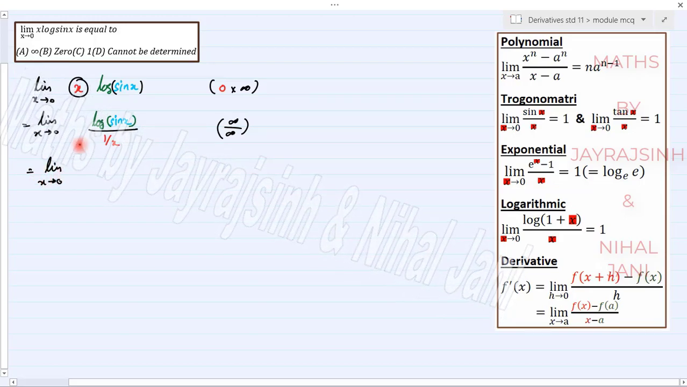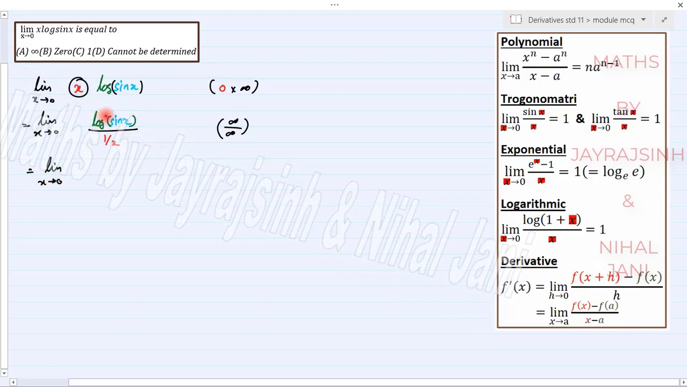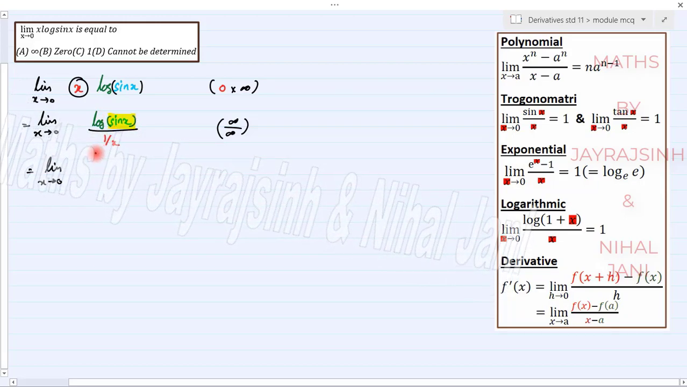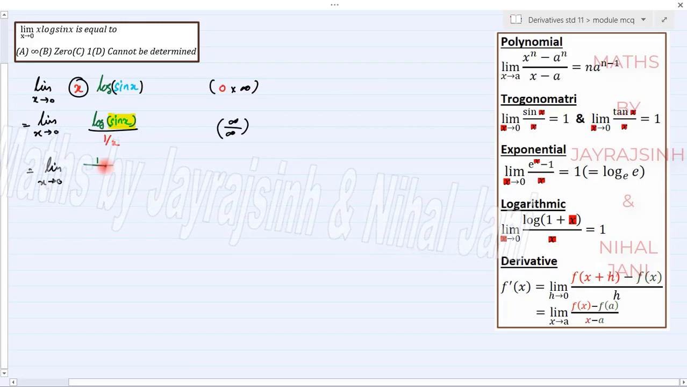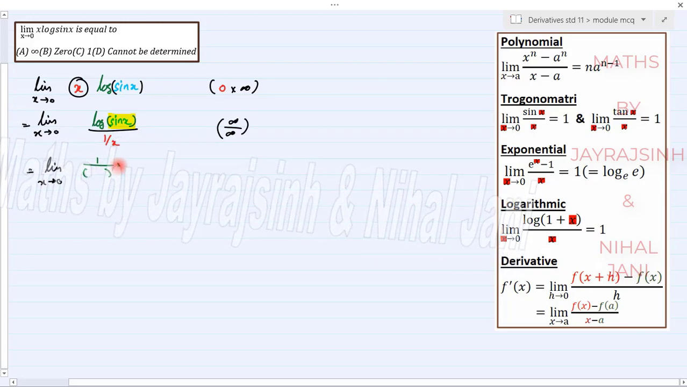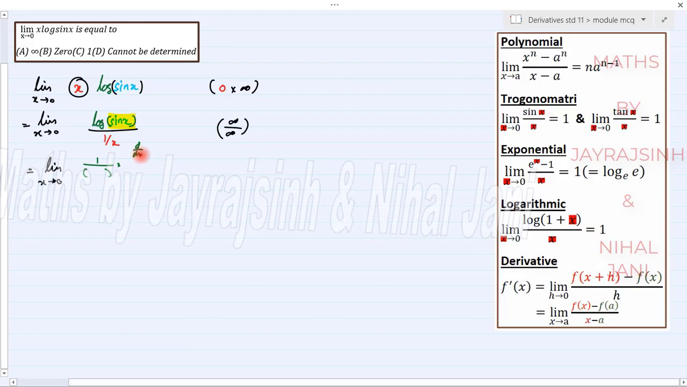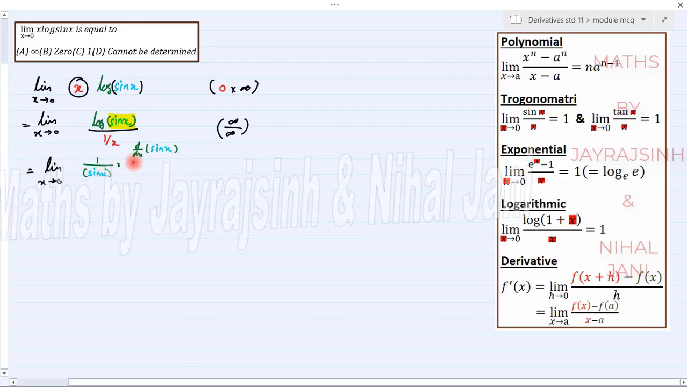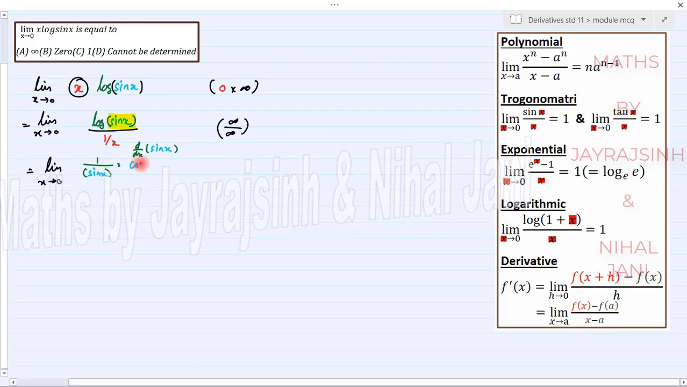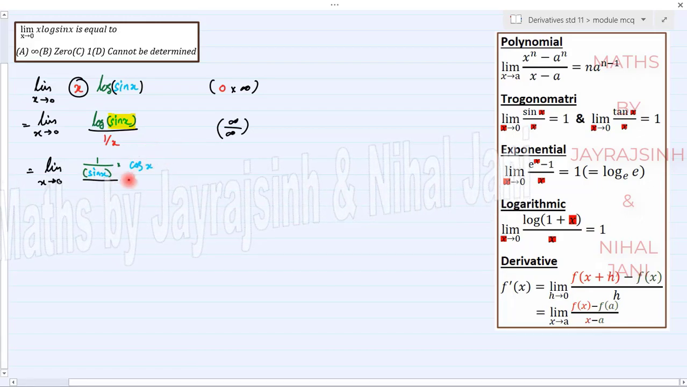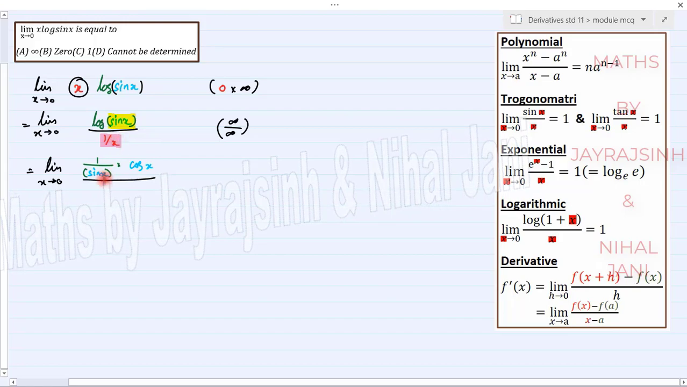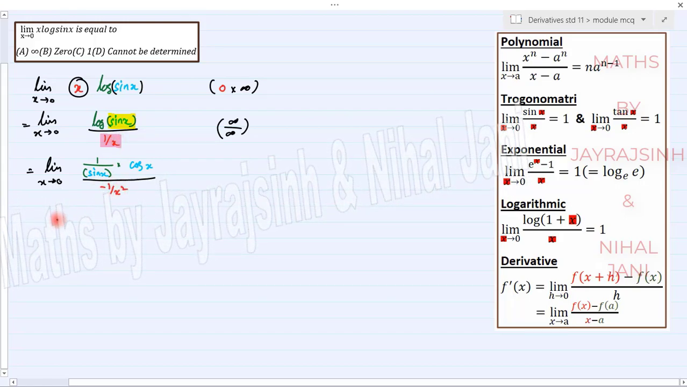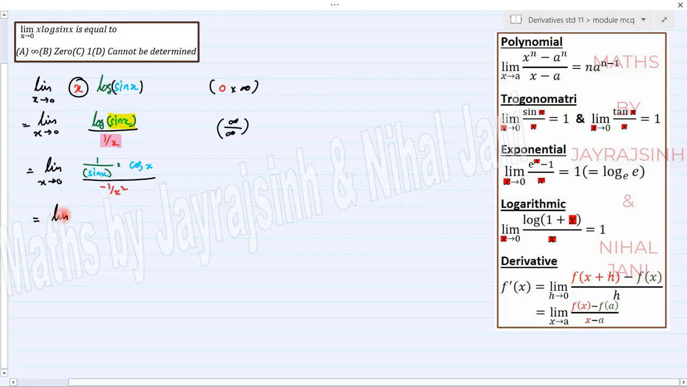So the differentiation of log sin x, we have to consider sin x within the box. So differentiation of log box will be 1 upon box into differentiation of box. Now, within the box, we have sin x. So differentiation of sin x will be cos x. Similarly, differentiation of 1 by x will be minus 1 upon x square. Now, let's try to simplify.